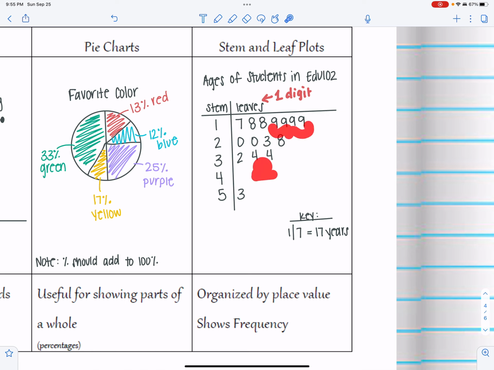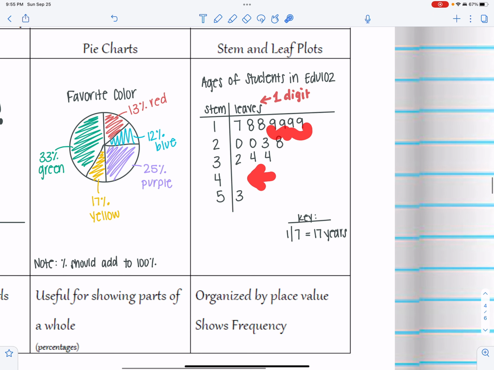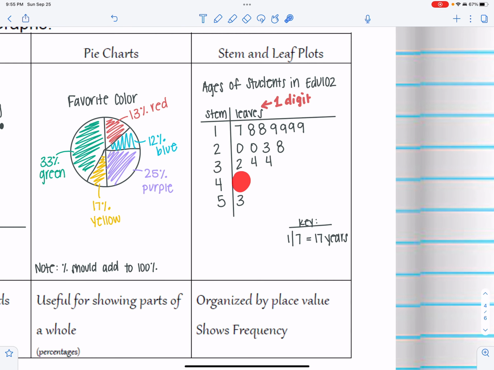And then if you don't have anything, you do still have to have that stem in there, just with no leaves. Do not put a 0 in there, because then that implies an age of 40. So we just leave it completely blank.